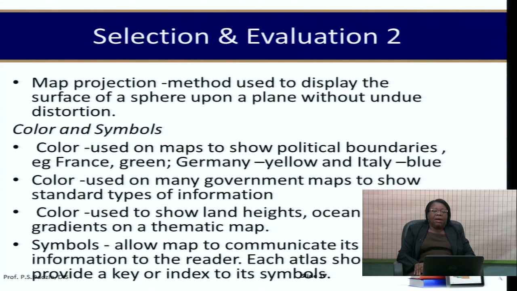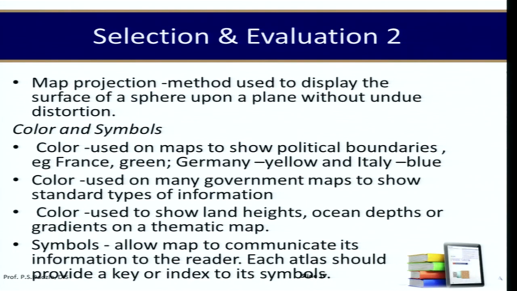The other unique criterion is color and symbols. You would realize that there are many colors and symbols used in maps and atlases. Colors are used in maps to show political boundaries, and they're also used to show standard types of information, used to show heights, ocean depths, gradients on thematic maps. Symbols are also used to communicate information to the reader.